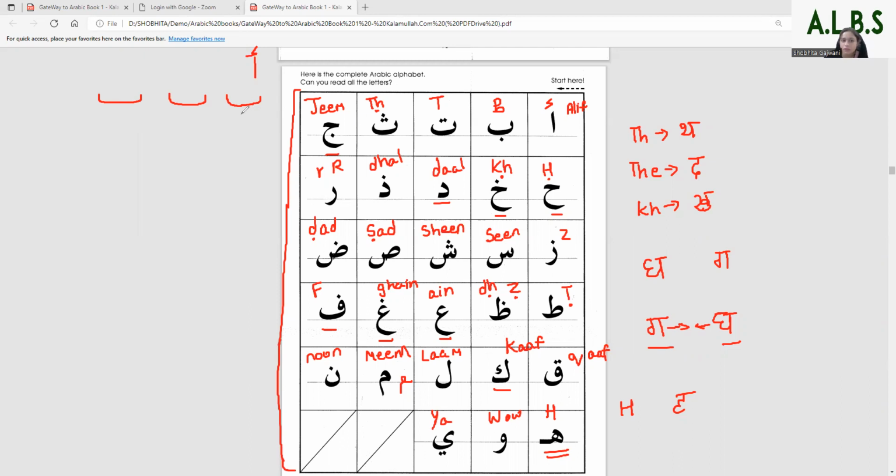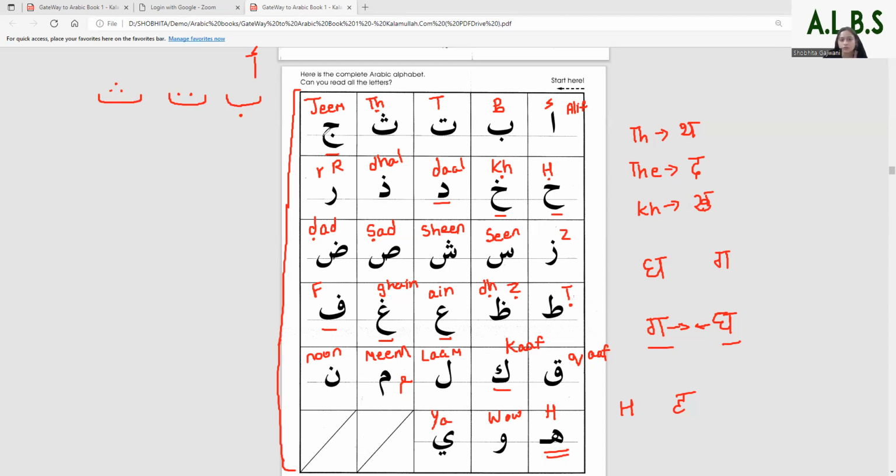In ba, we place a dot below the structure. In ta, we place two dots above the structure, and three dots above the structure in sa. Or you can say we form it as a triangle with the dots as vertices. All right. So this one is ba, ta, and sa.